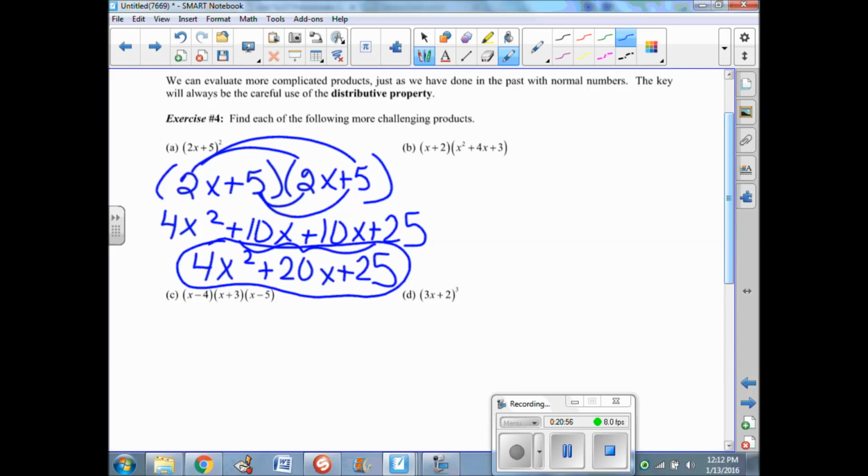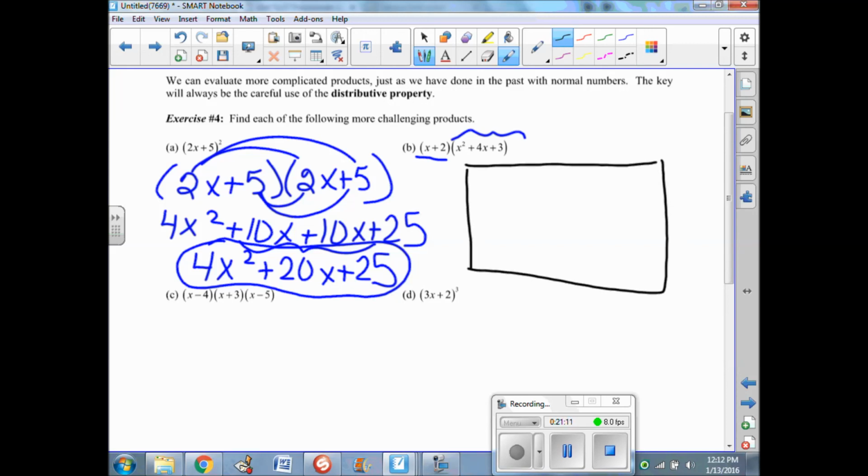Holy smokes, we have a binomial times a trinomial, 3 terms. So with this one, you could triple distribute. I tend to like to give myself a little graphic organizer. It's fabulous. You absolutely do not have to use it. I just like it because it really organizes things for me and then I don't make a mistake. So I put x plus 2 here. And then I put my trinomial, x squared plus 4x plus 3, on top. And then I just find the area of all these boxes, all these rectangles. Area is length times width.